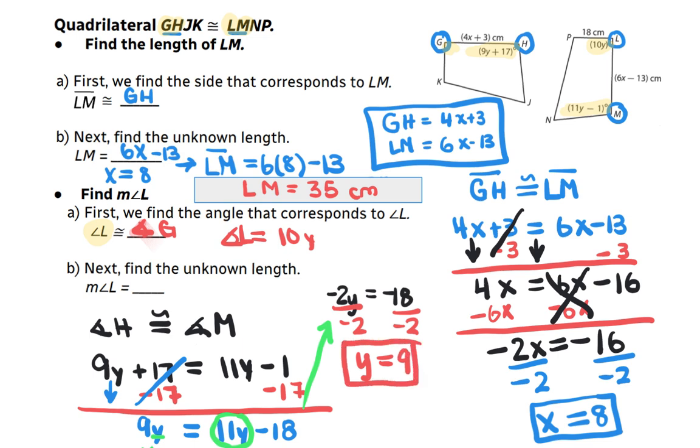If y is 9, then angle L, which is 10 times y, is going to be equal to 10 times 9. So angle L is equal to 90 degrees. All right? And that's how you do it.